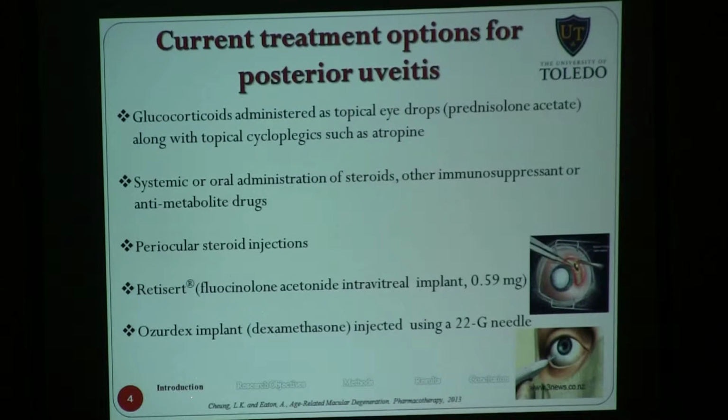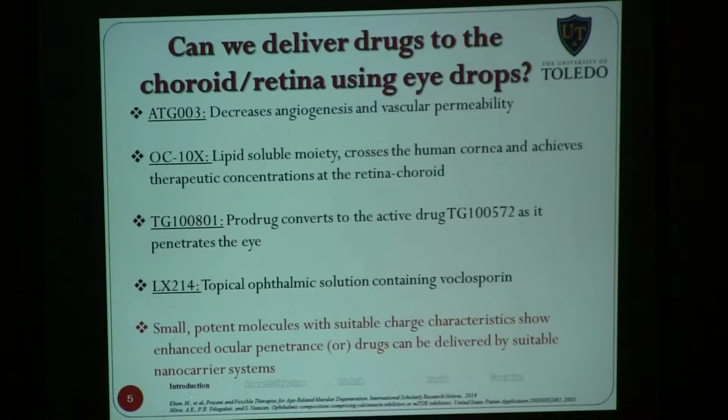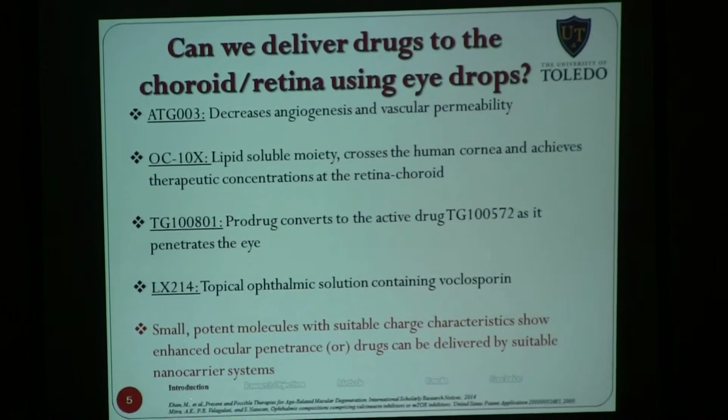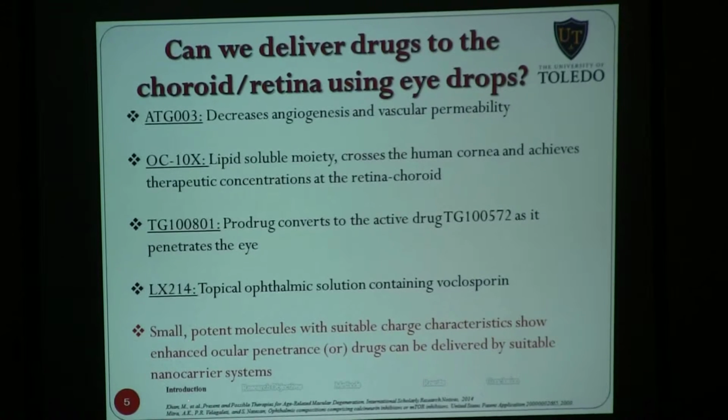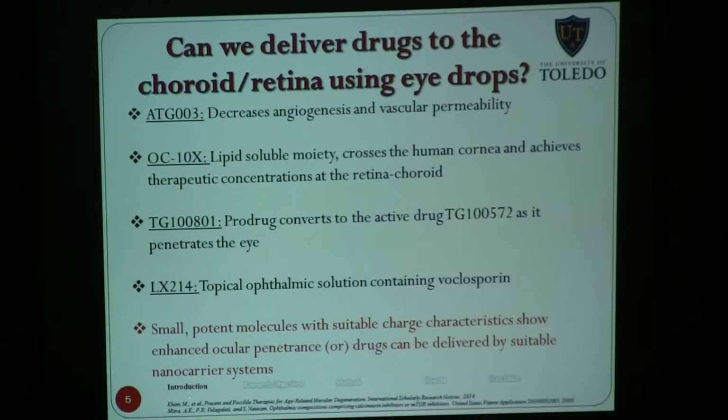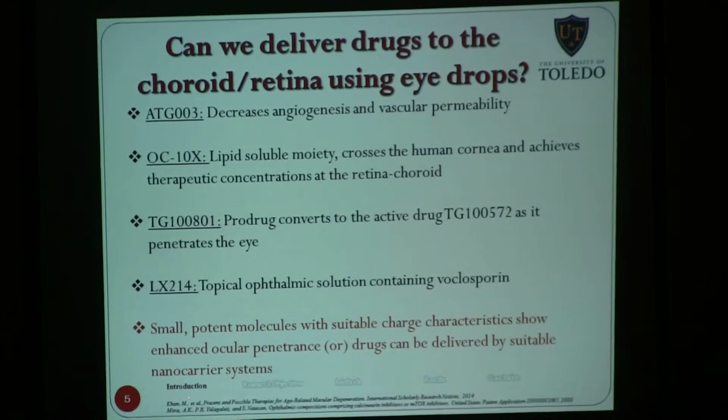So we need to have an alternate drug delivery system or an alternate drug delivery route which is devoid of these side effects. So scientists have started looking at alternative possible routes, and they have started revisiting the question, can we deliver the drugs to the choroid and retina using eye drops? And if you look at the literature, in the past 5 to 10 years, we can see many papers as well as patents that are published, and all these research papers as well as the patents support this hypothesis.